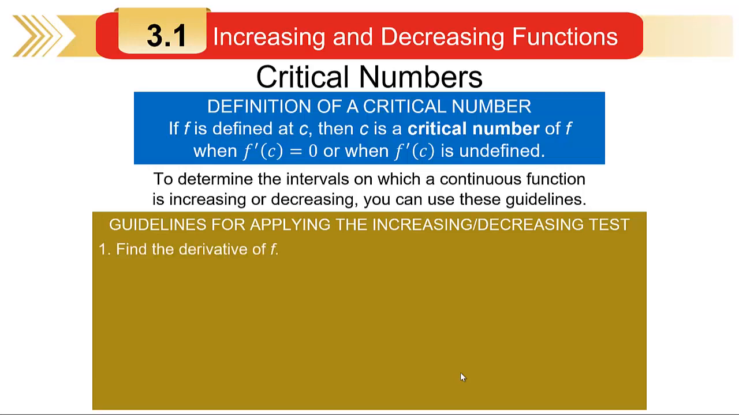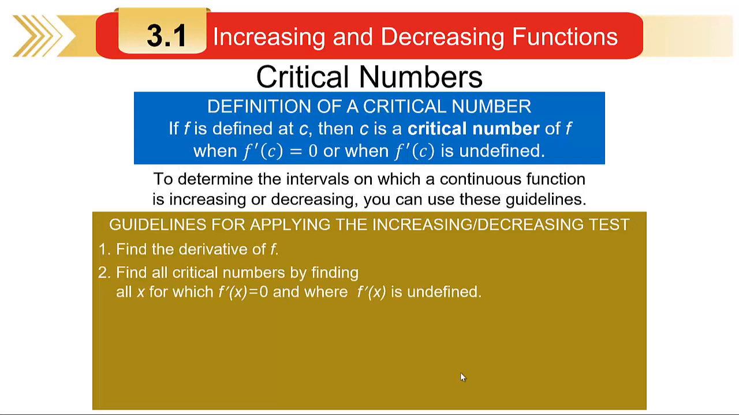First thing you want to do when you're looking for intervals where a function is increasing or decreasing is to find the derivative, always. Once you find the derivative, then you want to find the critical numbers, and that involves, as the definition I presented earlier says, finding values where the derivative is 0, and if there are any, values where the derivative is undefined.